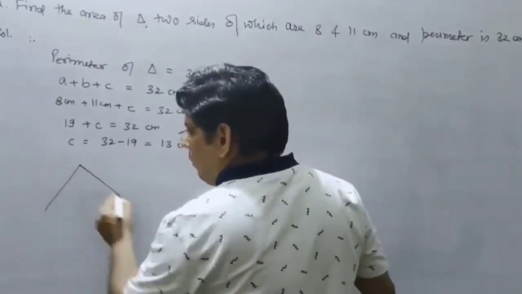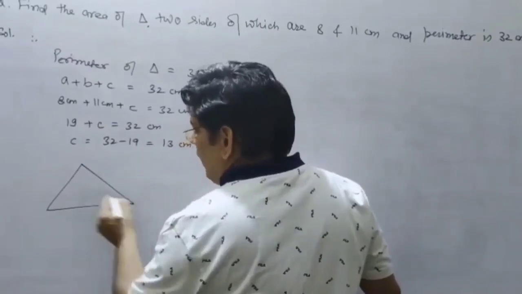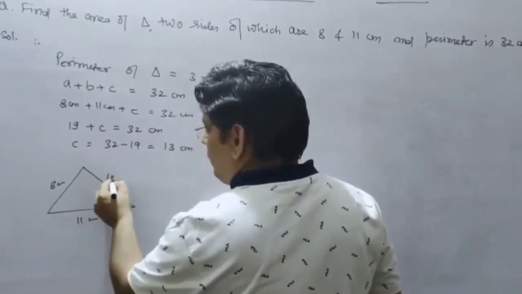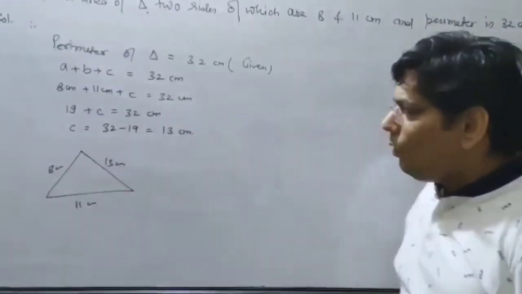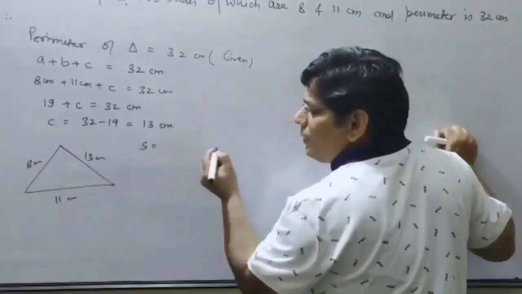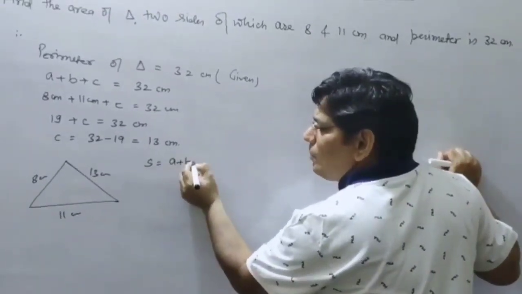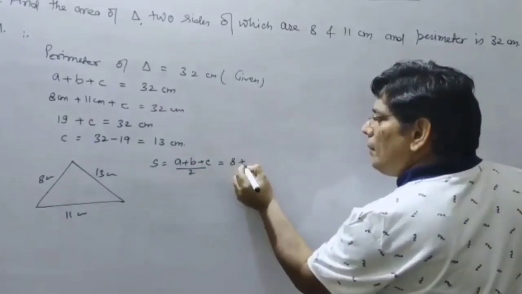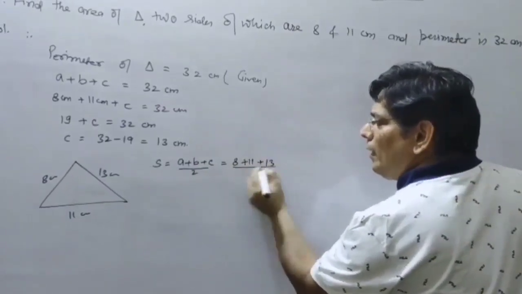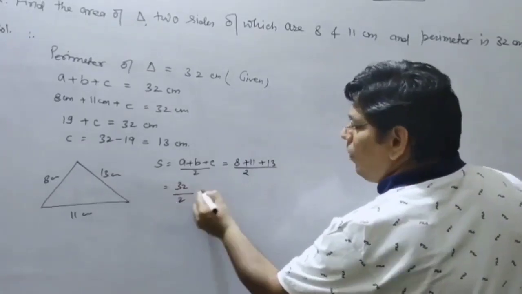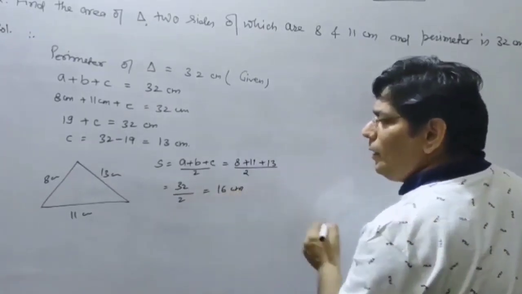Now what should you do? One side is 8, 11 and 13 centimeter. Now to calculate the area of triangle, first of all we should calculate the semi-perimeter. A plus b plus c divided by 2. A means 8 plus 11 plus 13. Right, now we calculate that one. It will be 32 upon 2, that is 16 centimeter.